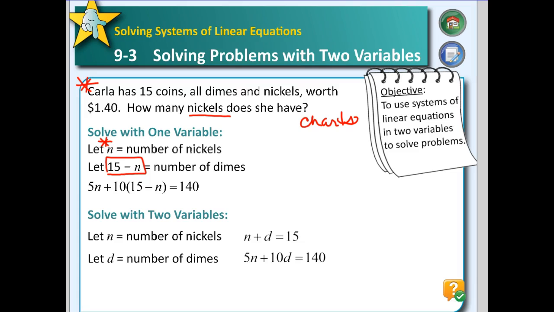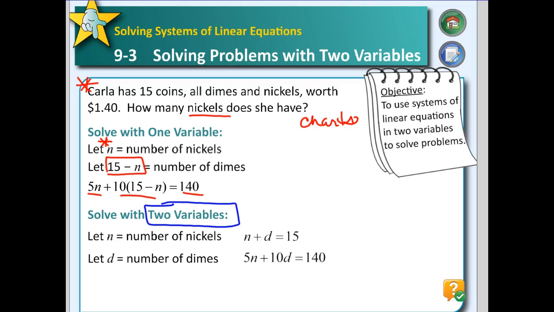Remember the celery and carrot problem, and we even did that with our mixture problems back in chapter 7. Because we could only have one variable in our equation, we said the nickels plus the dimes equals $1.40. Well, now that we are in chapter 9, we can have 2 variables.